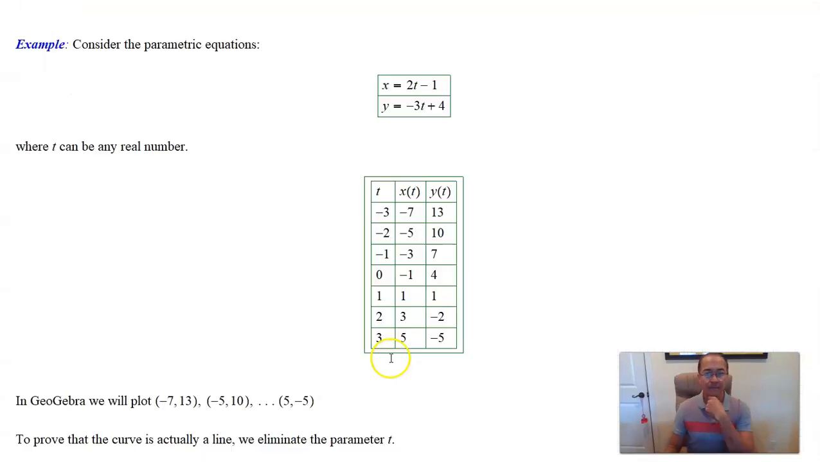To the line. All right, so let's review our very first example. X is 2t minus 1, y is negative 3t plus 4. And I want you to focus on these two points, when t is 0 and when t is 1. When t is 0, we'll just get 0, 0, so minus 1, 4. Okay? And when t is 1, we're going to get 2 minus 1, 1, negative 3t plus 4, also 1.